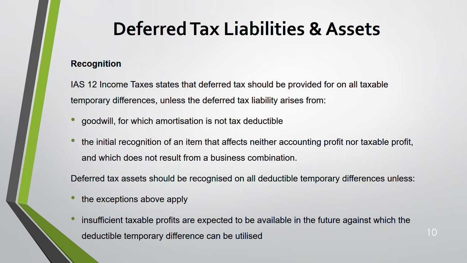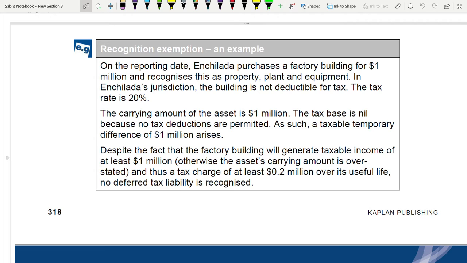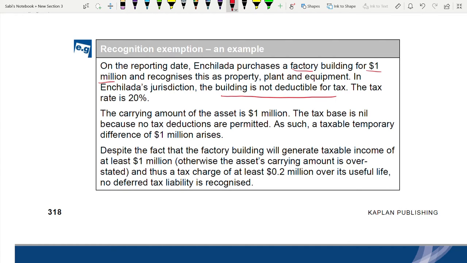A small question on recognition. How do you recognize deferred tax asset or a liability? Before we go to the measurement. So here we are going to go through an example of recognition exemption. Okay. On the reporting date, a company purchased a factory for 1 million and recognized this. And in the jurisdiction, the building is not deductible for tax. Tax rate is 20%. Carrying amount is 1 million. Tax base is nil. Okay, because no tax deductions are permitted. Taxable temporary difference is 1 million.